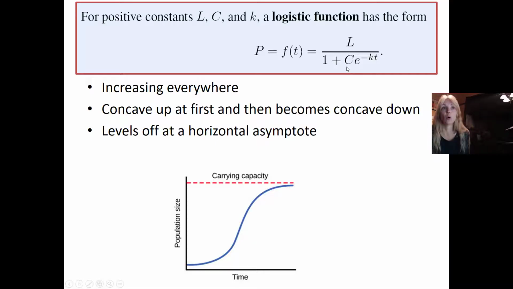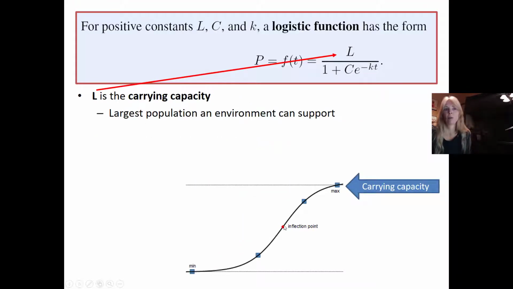So you're going to know what it looks like. You're going to have one number up top, and on the bottom you can see where the exponential part is. It's always increasing. It's concave up, and then it turns to concave down. Remember what that point's called? Inflection point. And then as the rate slows down, it reaches what's called the carrying capacity.